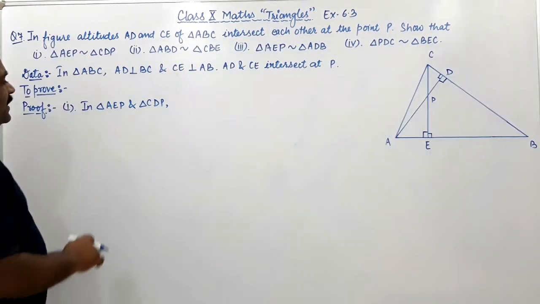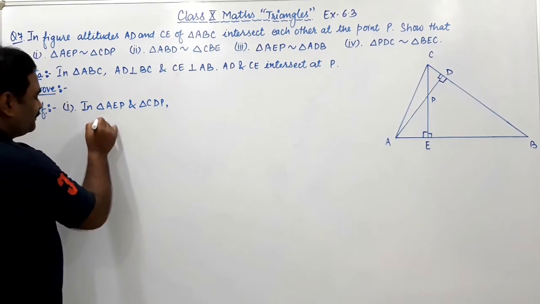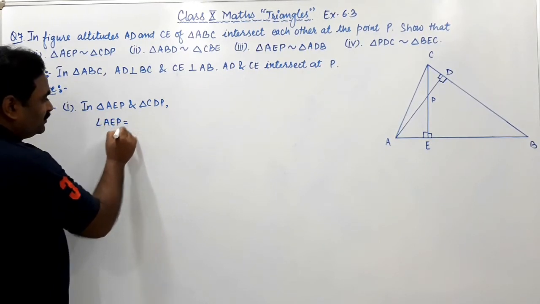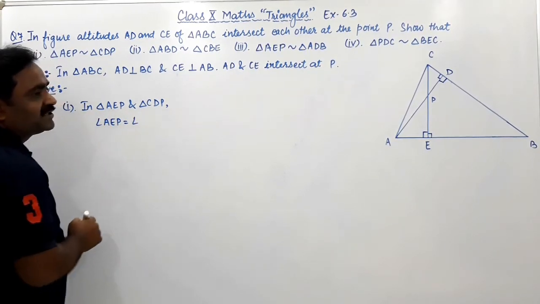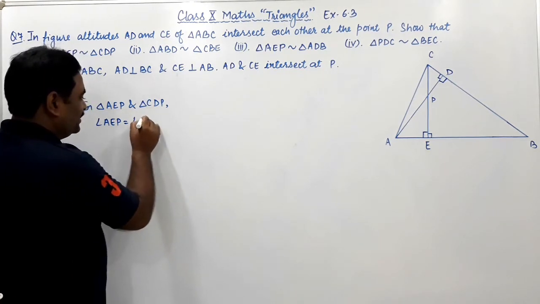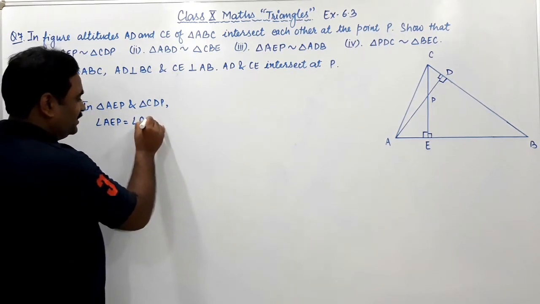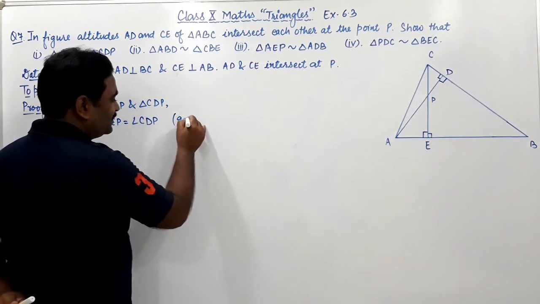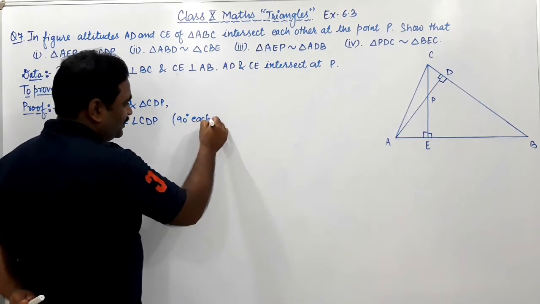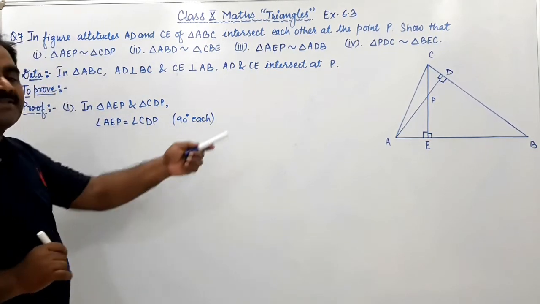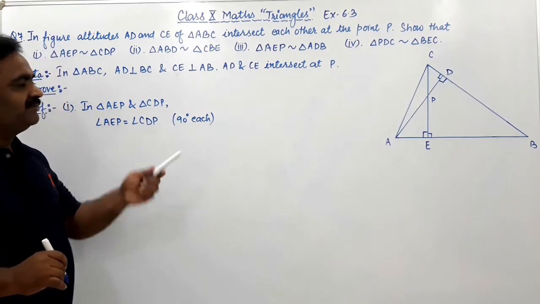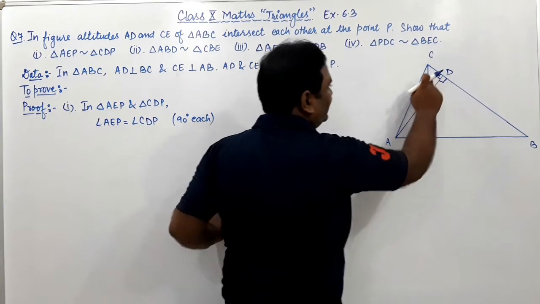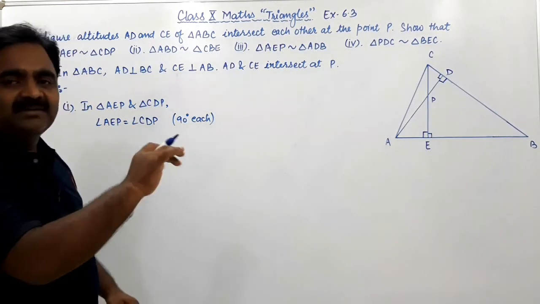In triangle AEP, measure of angle AEP is equal to, in triangle CDP, measure of angle CDP, they are equal. Why? 90 degrees each. And one more reason you can write down, because these lines are perpendicular to each other. It is given that these two angles AEP and CDP are 90-degree angles. From the figure it is clear.